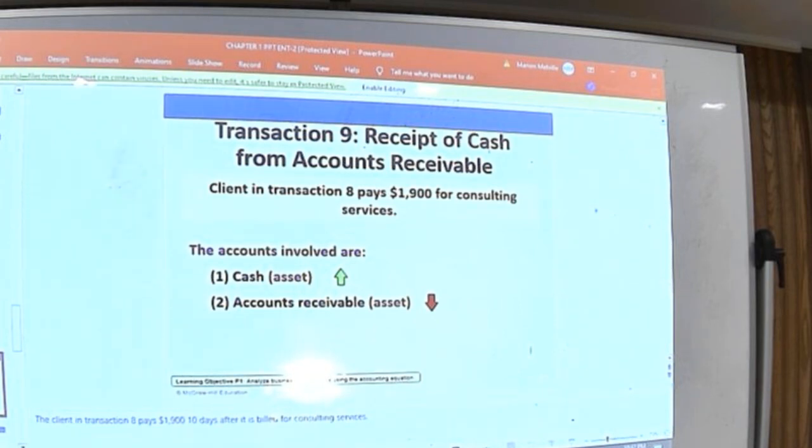Transaction number 9, well, our client from the prior transaction pays $1,900 for consulting services. Okay, cash goes up, that's an asset. His promise to pay doesn't have to pay anymore, his promise goes down. So one asset, cash, goes up, the receivable, also an asset, goes down. Accounting equation, still in balance.